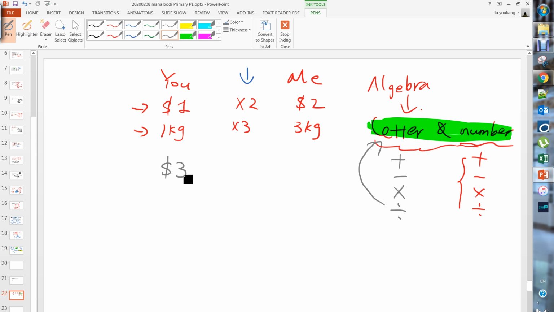I have $2 less than you, so it's minus 2, right? So how much do I have? $1. Good. Can you see I used multiplication just now, and over here I used subtraction. Very good.